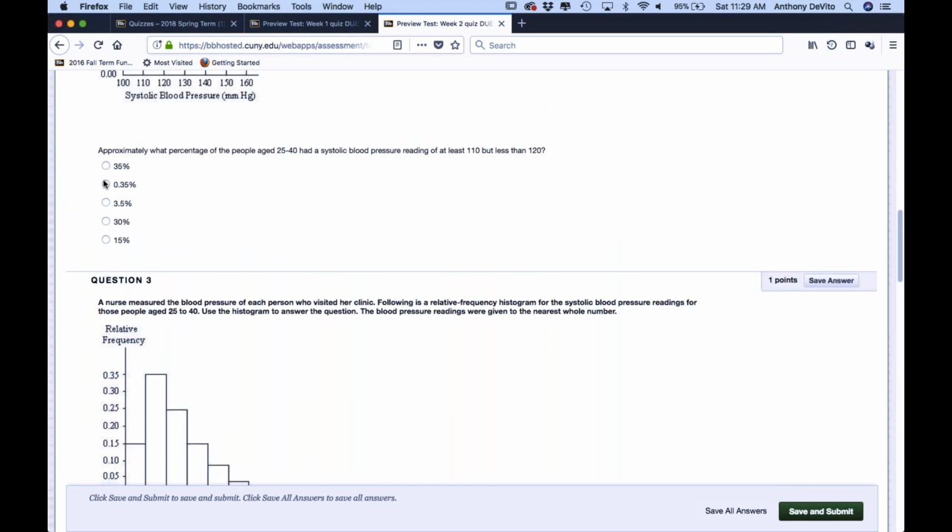Don't get fooled by this, right? 0.35% is less than 1%. So it's really 35% or 0.35.